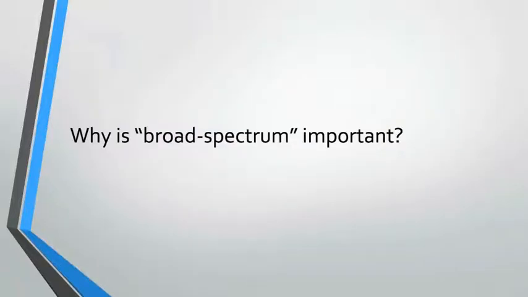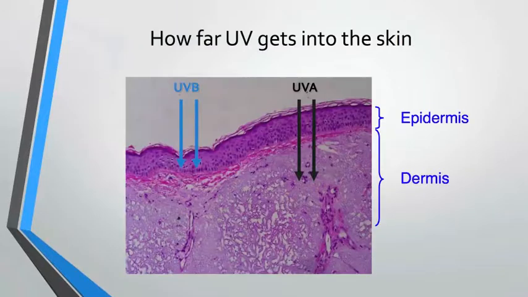Okay. So let's get on to broad spectrum. Now we're going to do a little bit of skin science here. This is a cross section of a piece of skin. Don't worry, they don't normally come purple.